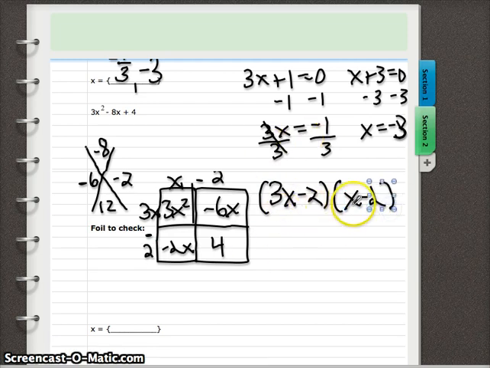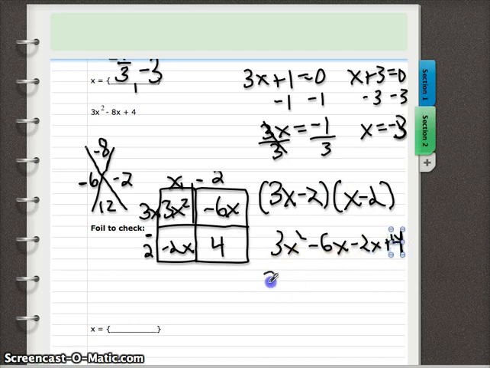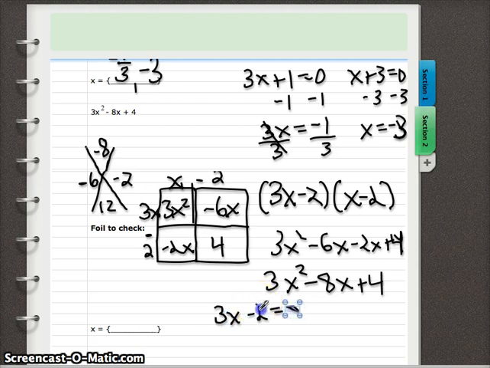And if we could FOIL, we could check it. So 3x squared minus 6x minus 2x plus 4. Combine our middle terms, we get 3x squared minus 8x plus 4. Is that what we started with? Yep, so we FOILed correctly. We can set each set of parentheses equal to 0 and solve.